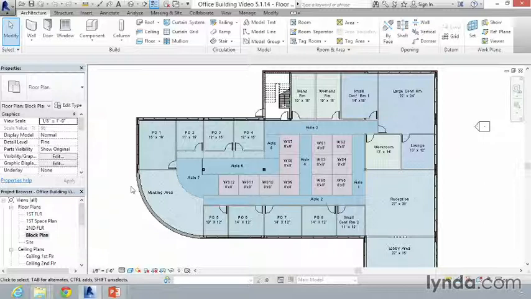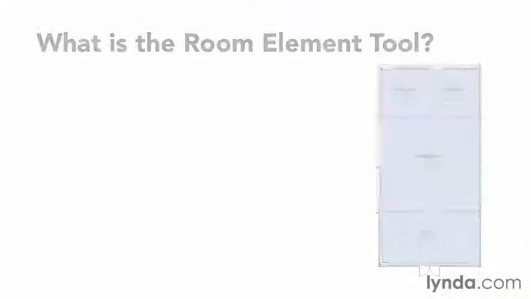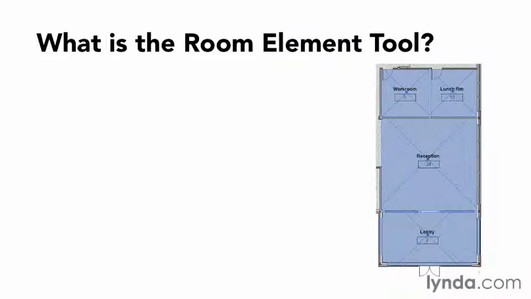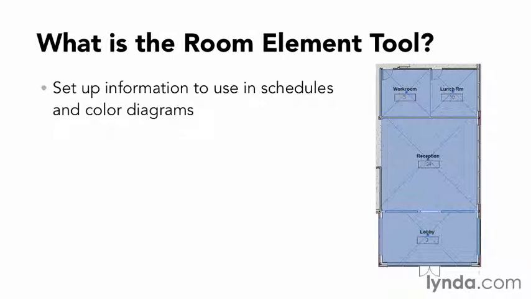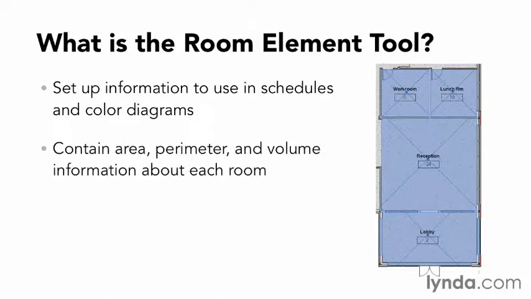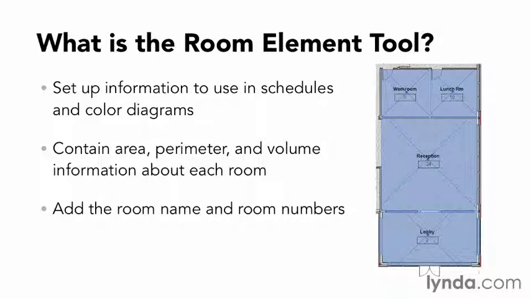Another powerful tool for space planning is called the room element tool. So what is a room element tool? Well, basically it helps you set up additional information that you can use in schedules. More importantly, you can set up some very fine color diagrams. It contains information just like the mass elements did. However, we can then compare that to the block plan. So you're going to get information on area, perimeter, and volume. The other thing that it does that the block plan is not too capable of doing is you can add in room names and room numbers.